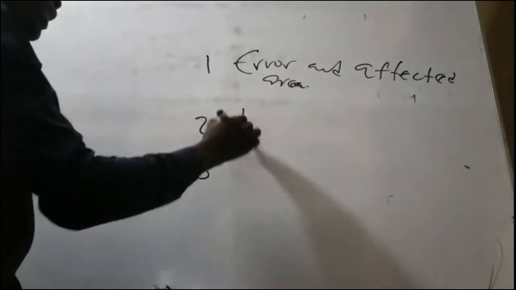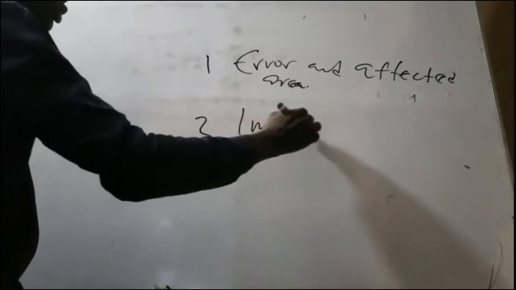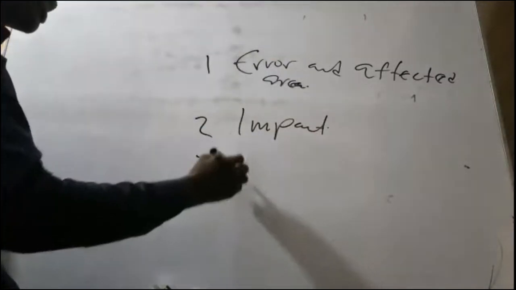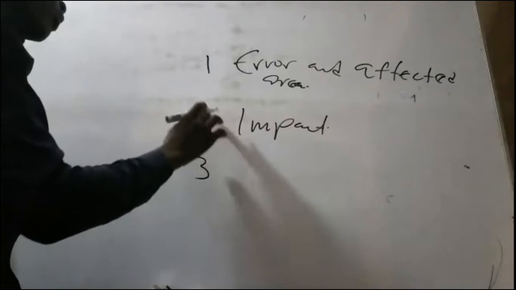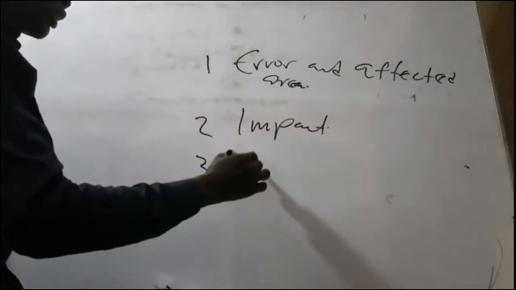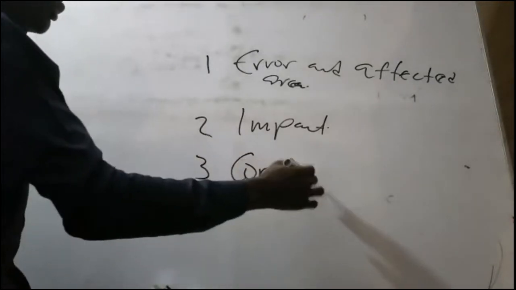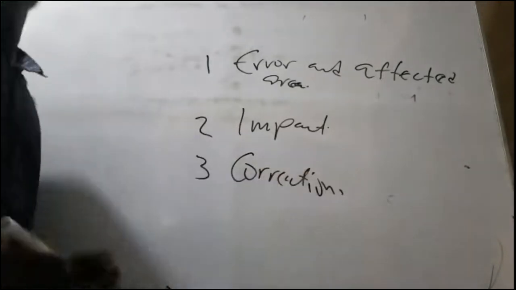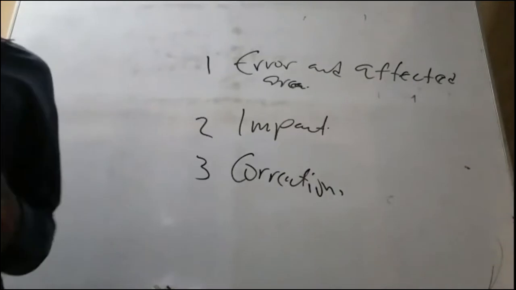Then 2, the impact. Here, has it increased something or decreased something? Then last one, the correction. Now you correct it. So the correction. That's all. So these are the steps.